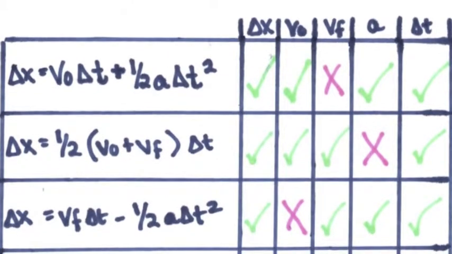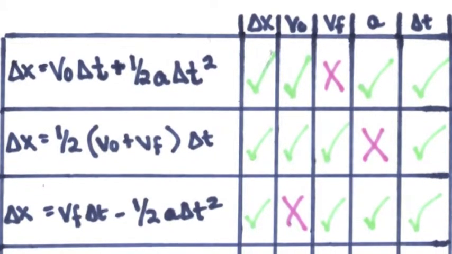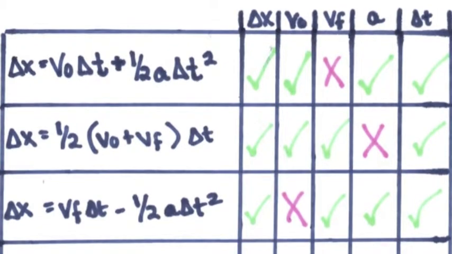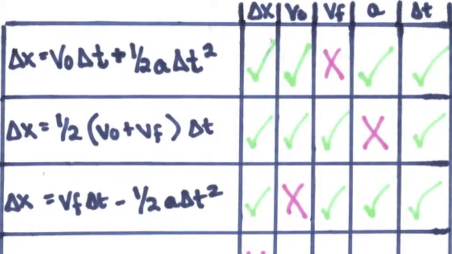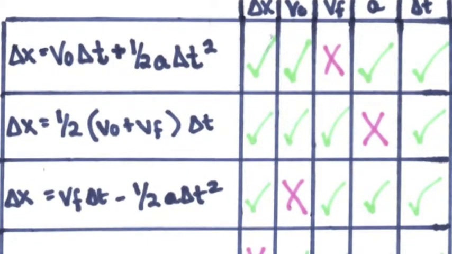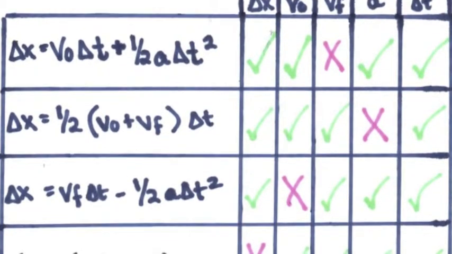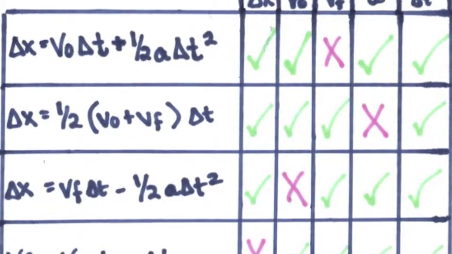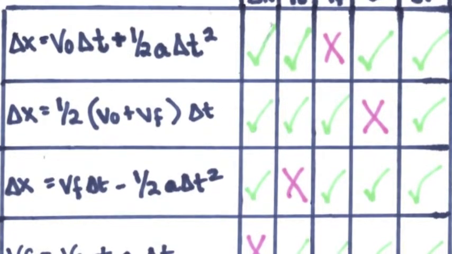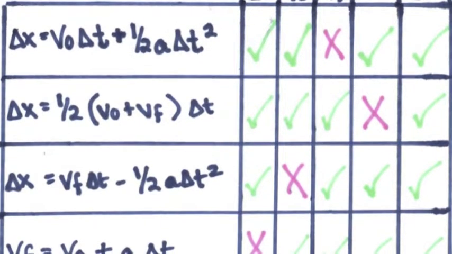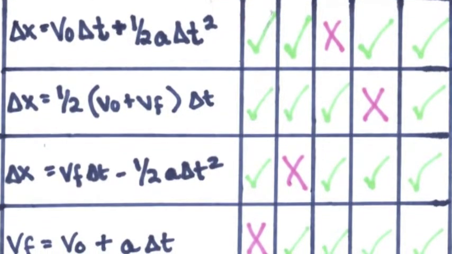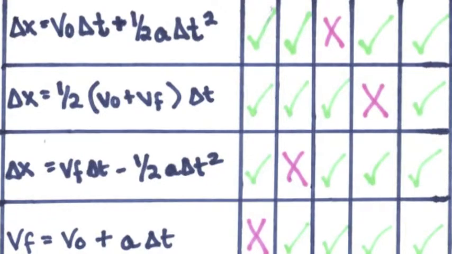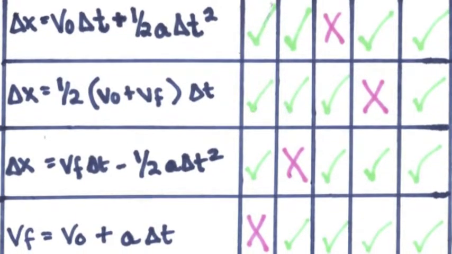Now, he only needs to find out 3 of those things if he knows how to use the right equations. For example, if he uses delta x equals v initial times delta t plus half of acceleration delta t squared, he doesn't need v final. If he doesn't want to find acceleration, then he can use delta x equals half of v initial plus v final times delta t.